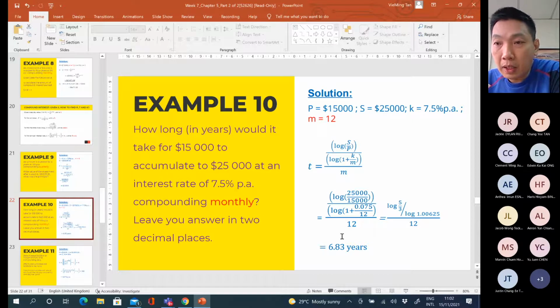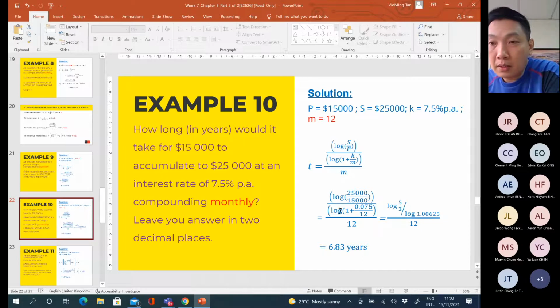Then simplify. We try to do step by step. All right, because 5/3, if I simplify, is a continuous decimal number. So in order to avoid the rounding error, I just leave the answer in fraction number. But anyway, it depends on the skill you use a calculator to get the answer. Okay.